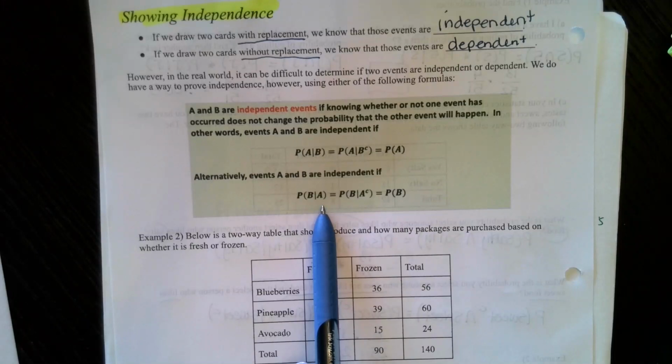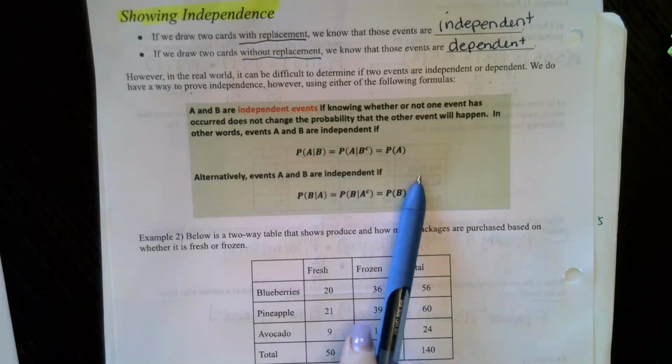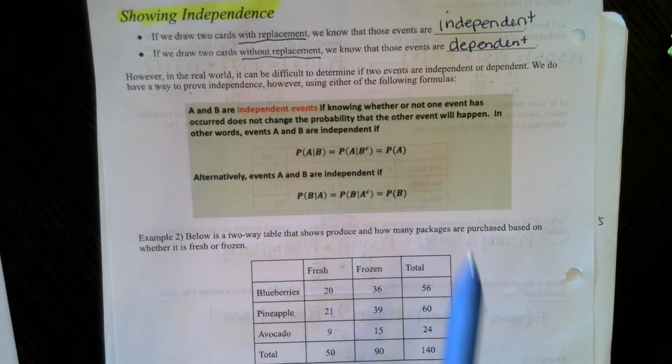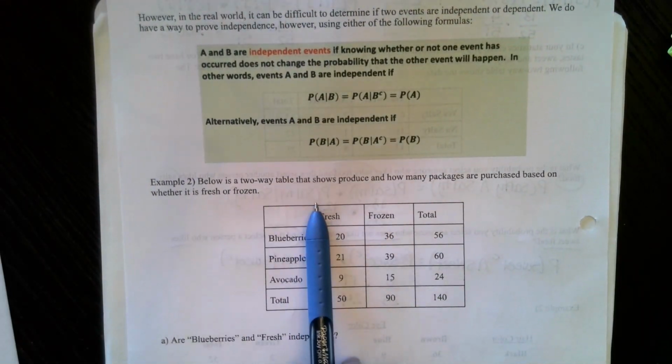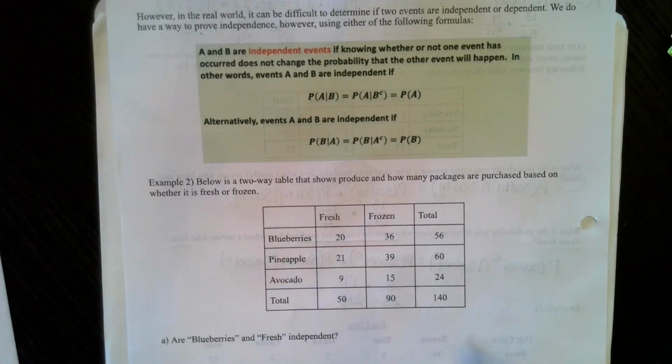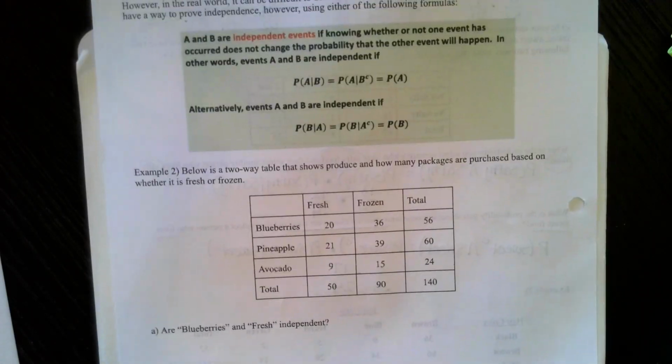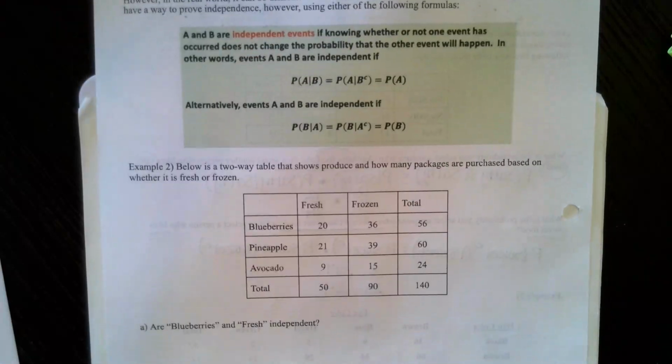All right? So here is my probability statement. I think it's a little confusing until we just work through it, so let's do that. It says we have this two-way table: how many packages are purchased based on whether it's fresh or frozen? Are blueberries and fresh independent?